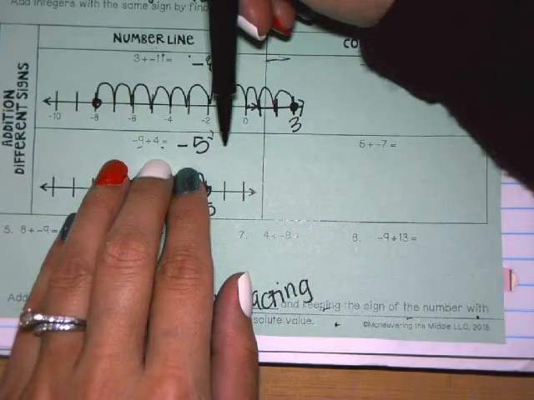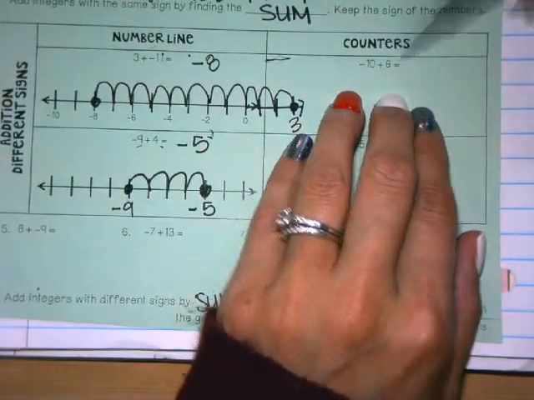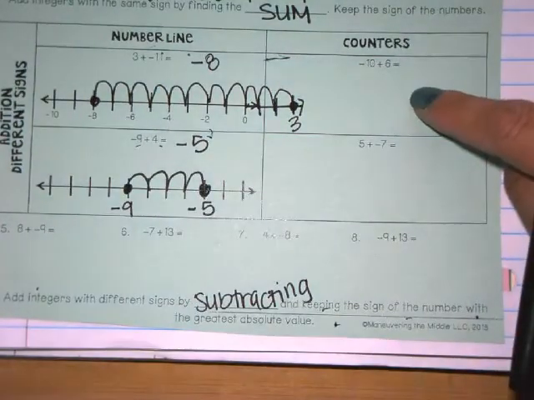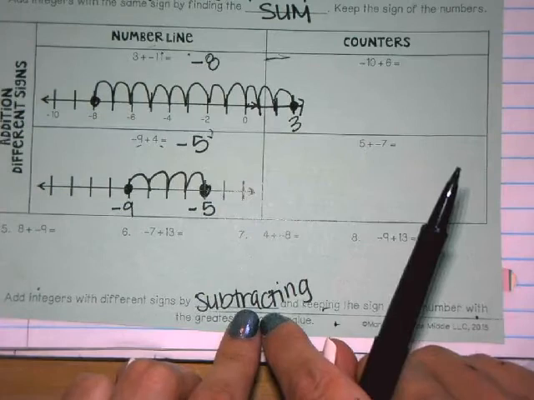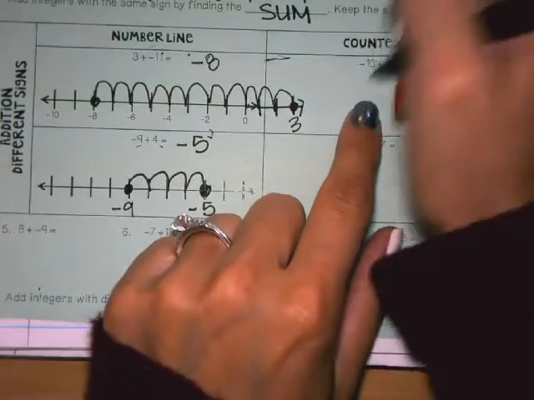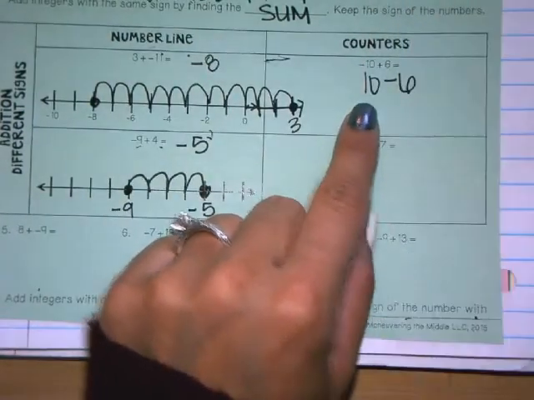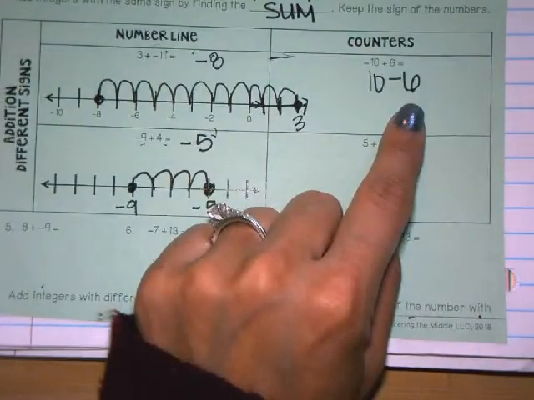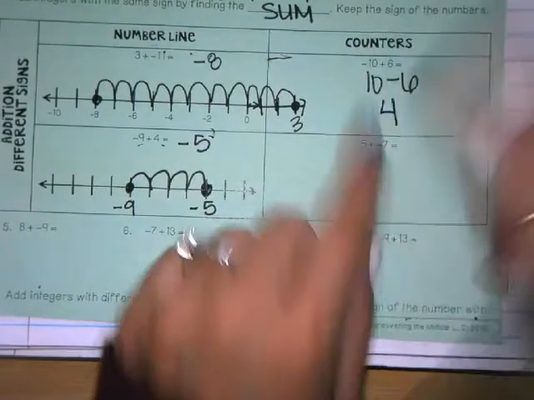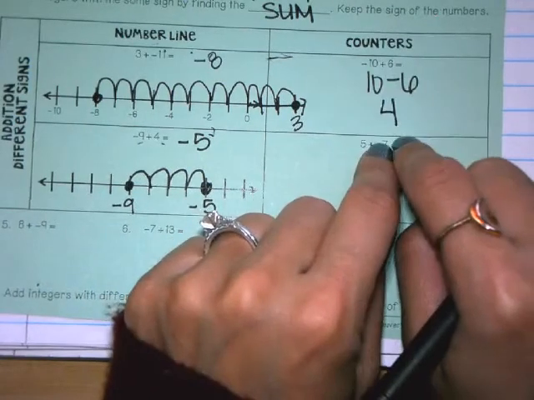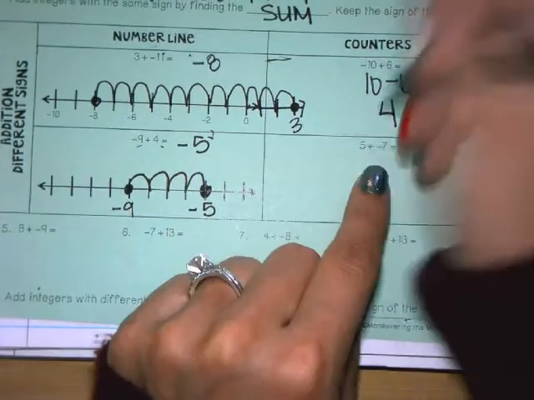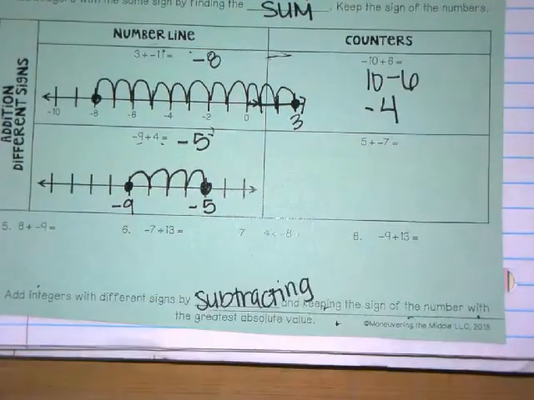Is that understood? So if we go here, are my signs the same or are they different? They're different. And if they're different, what operation do we do? So we're doing 10 minus 6. And 10 minus 6 is? So is it going to be a positive 4 or a negative 4? Why is it a negative? Because 10 is bigger and 10 is negative, so my answer has to be negative.